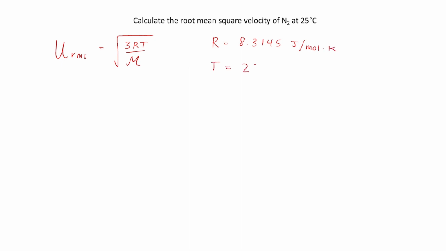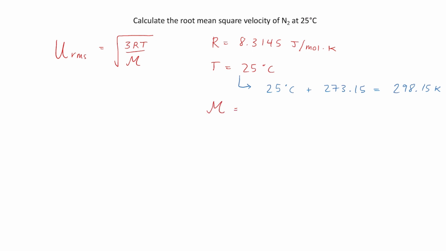T is the temperature. They told us it's 25 degrees Celsius, but we know it has to be converted to kelvins. All we need to do is add 273.15 to our 25 degrees Celsius. And that gets us a temperature of 298.15 kelvins.